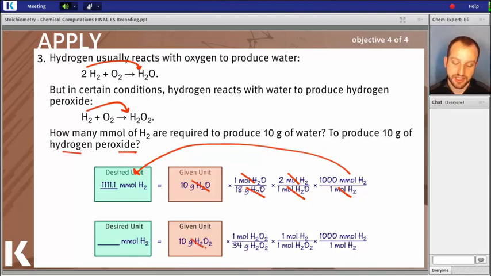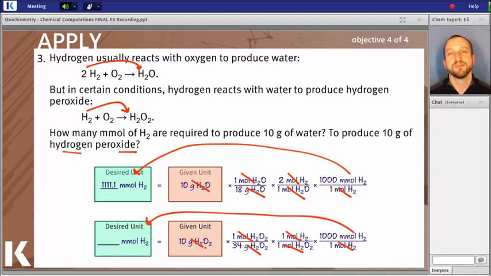Canceling out the grams from the beginning. Moles of hydrogen peroxide cancel. Moles of just hydrogen cancel. And I am left with millimoles successfully. Perfect. 292 millimoles. Done. That is what our calculation gives us, and we're finished with both of these problems.